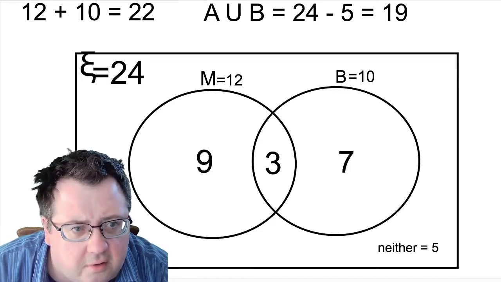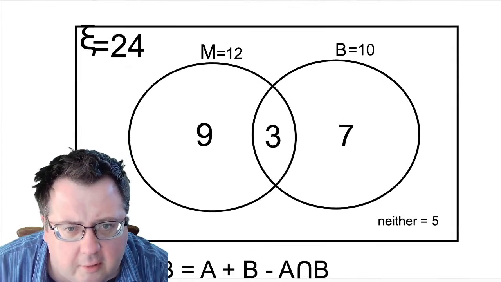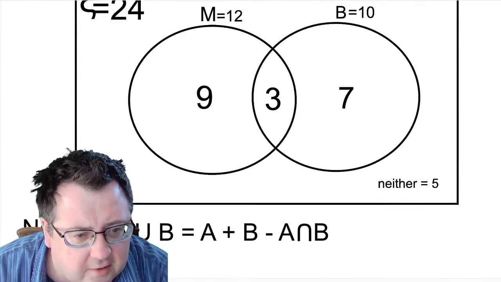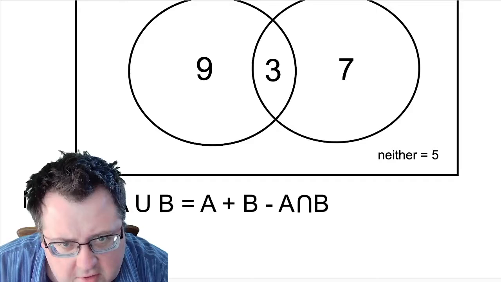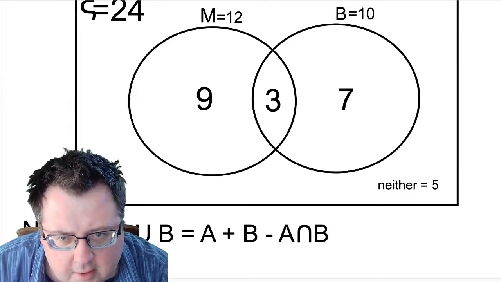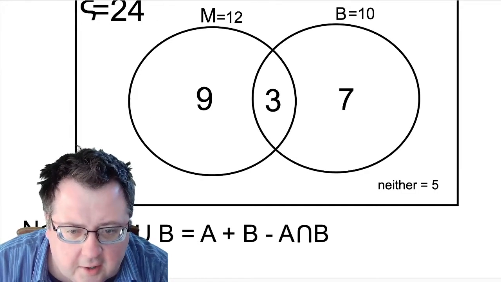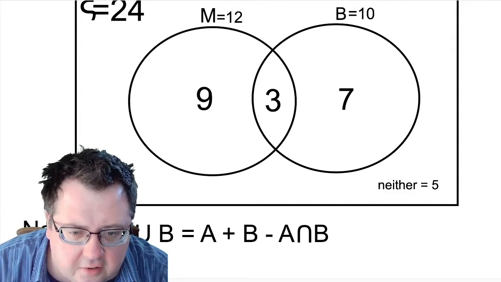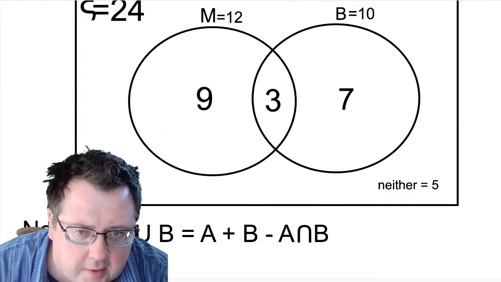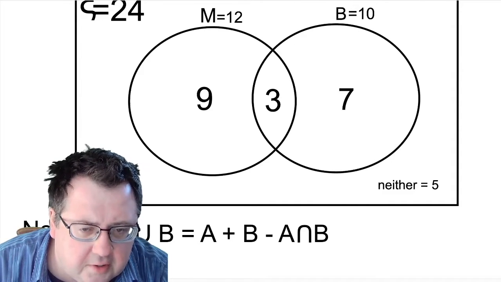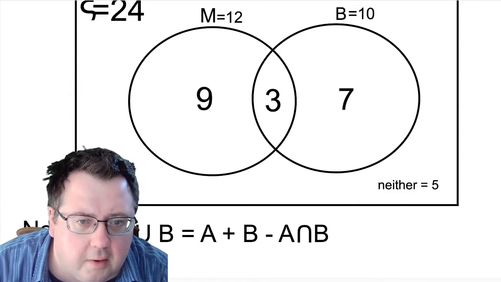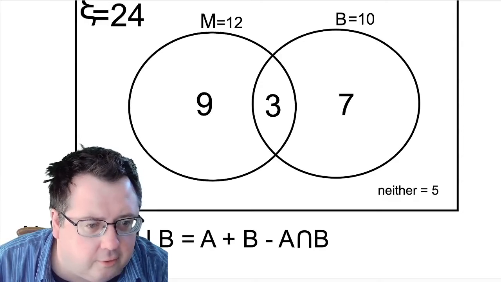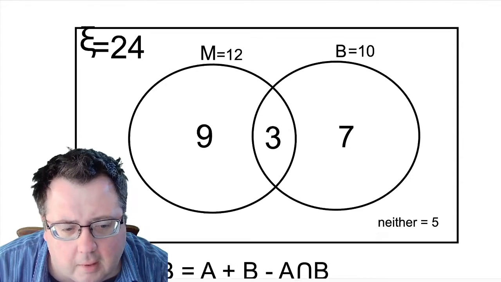I've written the other method out here longhand, and you should be able to know this formula that A union B equals the whole of circle A plus the whole of circle B minus the intersection A intersection B, which is going to be counted twice when you add the two circles together. But that's well worth knowing, that formula. Good.